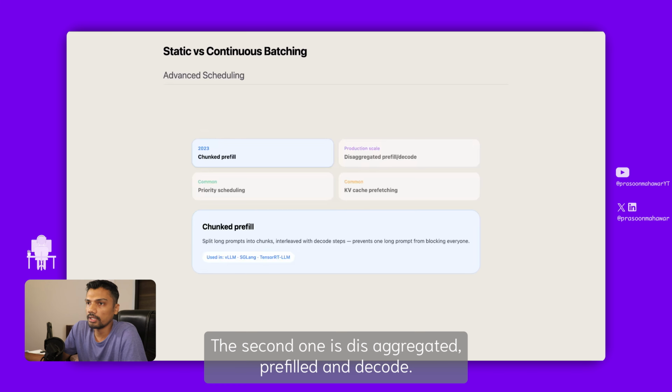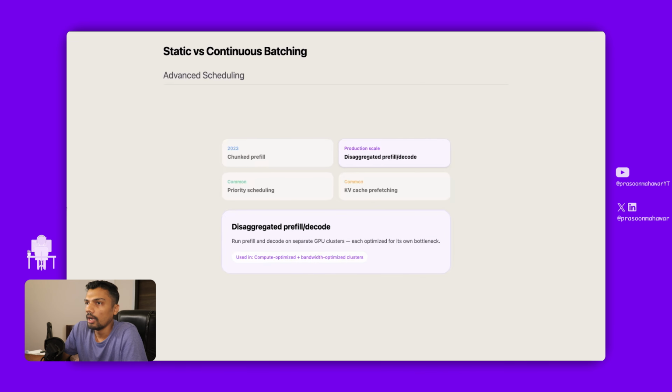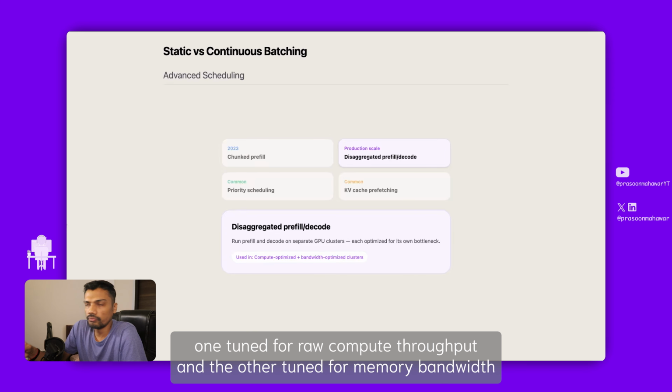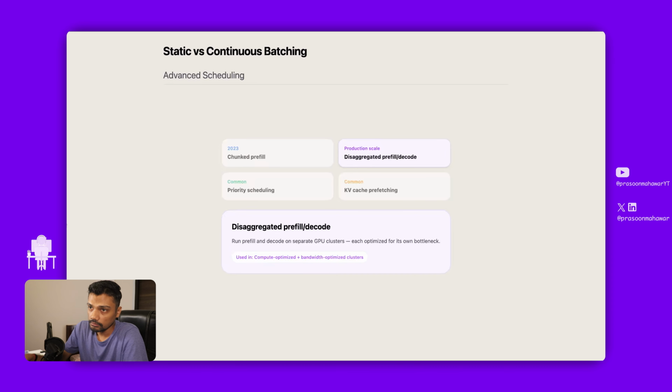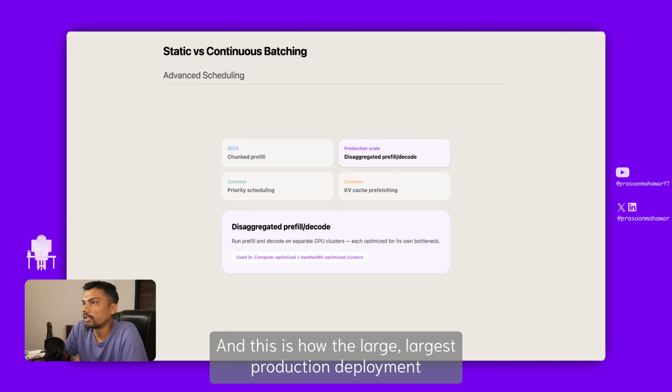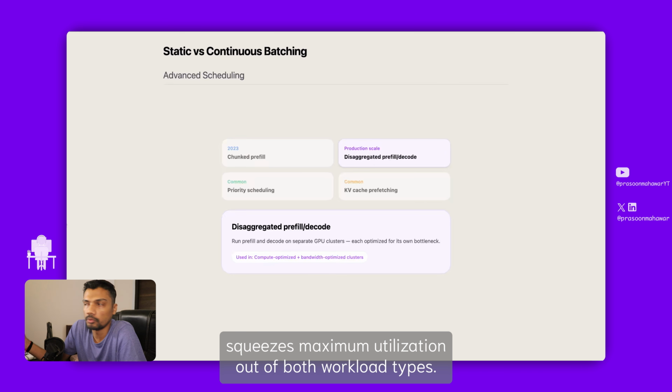The second one is disaggregated prefill and decode. This runs prefill and decode on physically separate GPU clusters, one tuned for raw compute throughput and the other tuned for memory bandwidth. Requests get routed to whichever cluster matches the phase they are in. And this is how the largest production deployments squeeze maximum utilization out of both workload types.